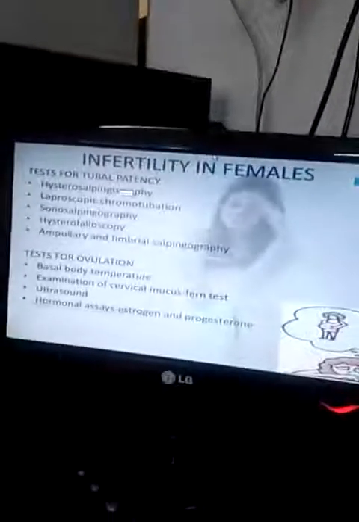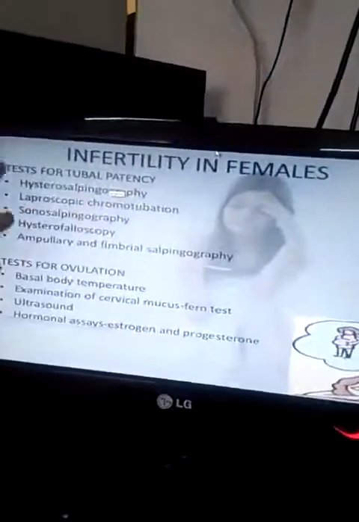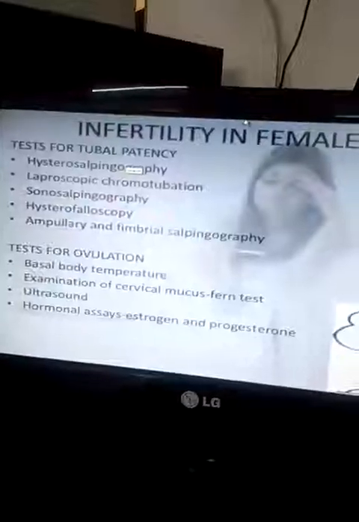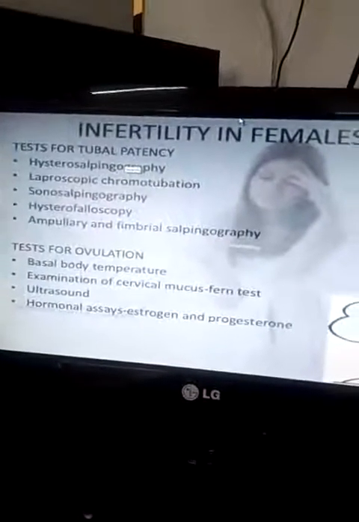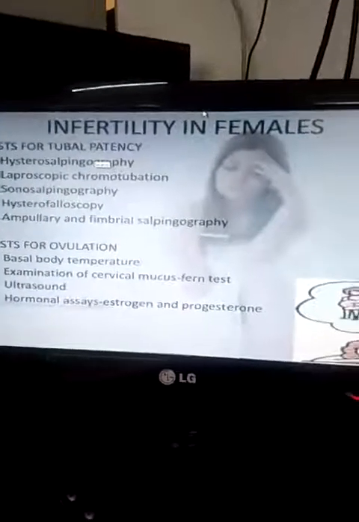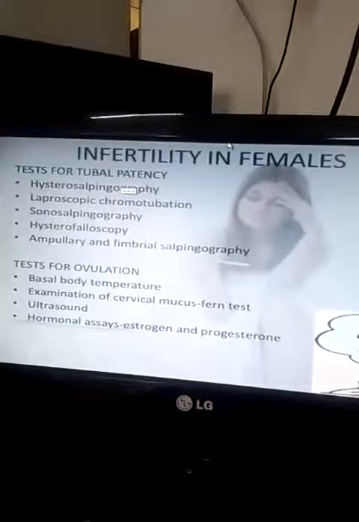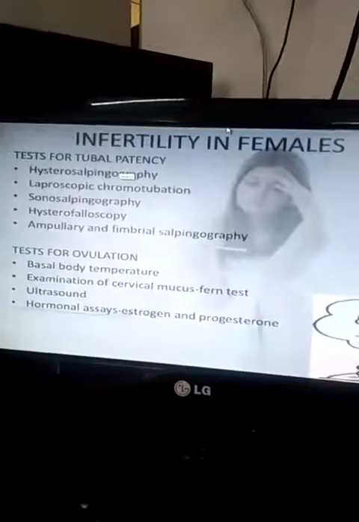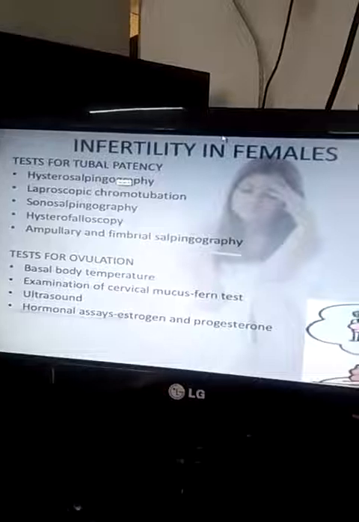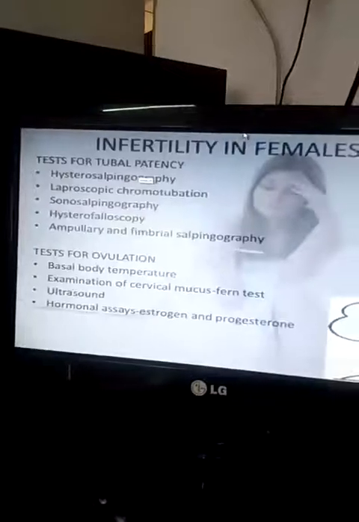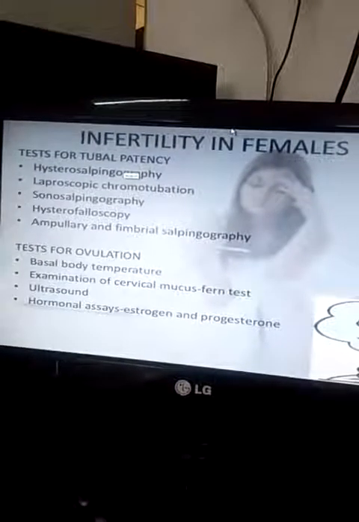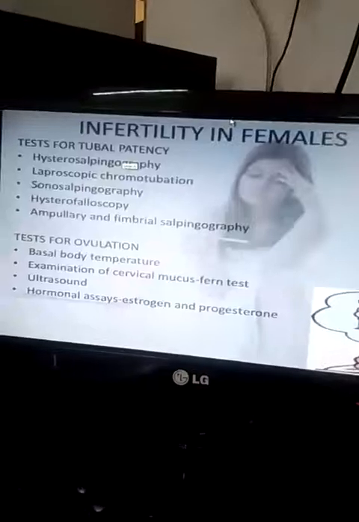So which investigations can we do? For the test for tubal patency, we have hysterosalpingography. Second one is laparoscopic chromotubation, sonosalpingography, hysteroscopy, ampullary and fimbrial salpingography. First I will explain hysterosalpingography.